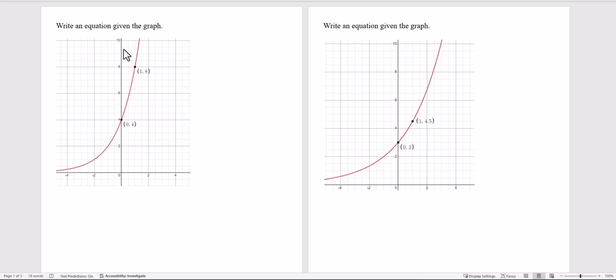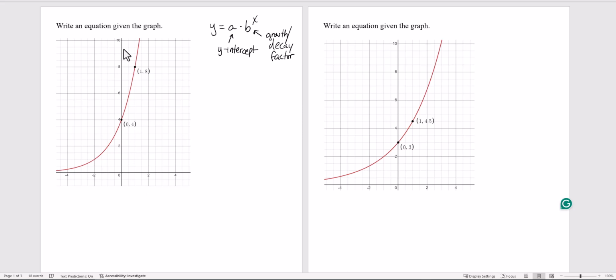All right, let's talk about how to write equations given an exponential graph. Remember that our equation for an exponential graph is going to be y equals a times b to the x. A is our y-intercept. So if you recall, that is where our line crosses our y-axis. B is going to be our growth or decay factor, depending on what type of graph we're looking at. So our y-intercept is where we start. Our b is how we're getting from one y value to the next.